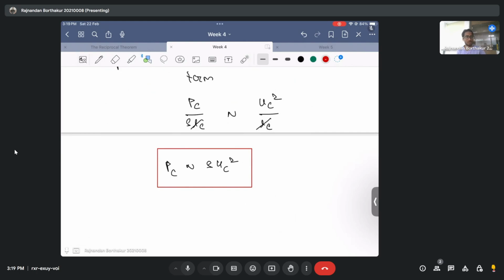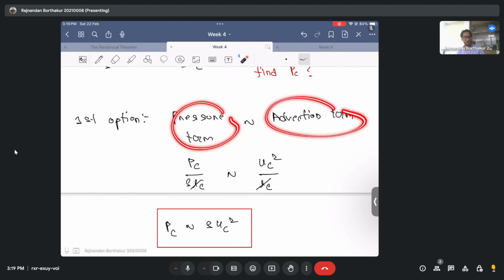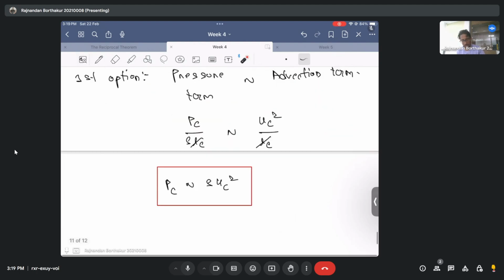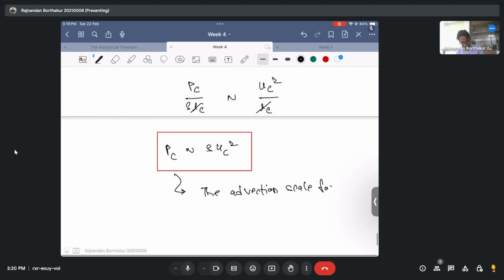So this is one option as to what the pressure term in my analysis can scale as. The idea is I just equated the pressure term to the advection term to eventually find out that this is what my pressure term would scale as. And this is called the advection scale for pressure.